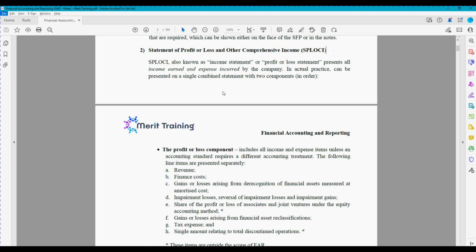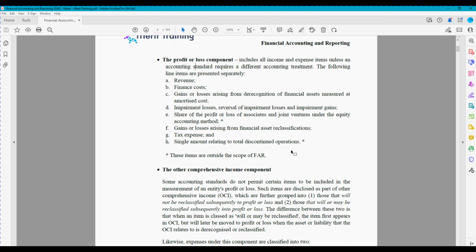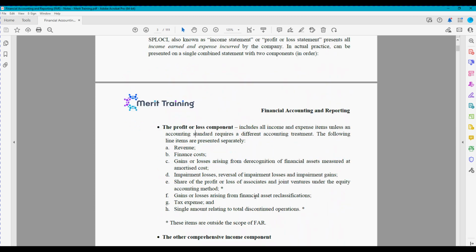So the SPLOCI, if I ever call it P&L for short, just know that it's the full name. I'm just saying it to make it a bit shorter. So in actual practice, this can be presented on a single combined statement with two components, AKA your profit and loss component, and then other comprehensive income components. We'll talk about what they mean in a moment.